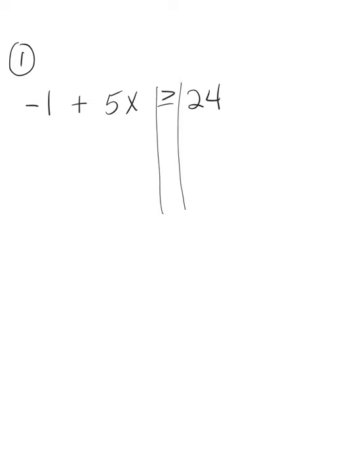You might want to do this. You guys aren't paying attention. Circle the like terms. Do you see how the -1 looks like 24? So if I have a -1, how do I move it over? You add it.